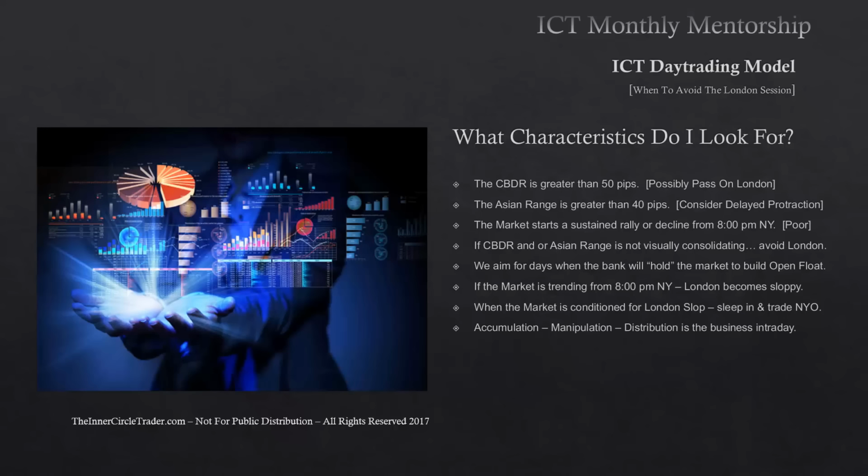Accumulation, manipulation, and distribution is the business of intraday trading. That's all it is. Intraday is the short-term horizon where banks can manipulate and knock people out, push in orders, and facilitate false sentiment ideas. So what we're looking for is these orders to accumulate in the marketplace. We don't necessarily know how many orders are above and below these consolidations that we look for in the central bank dealers range and Asian range.